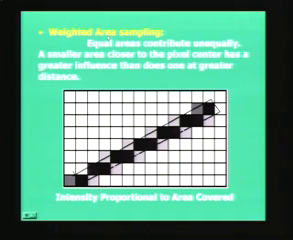Well, what is weighted area sampling? We will say here that equal areas contribute unequally, equal areas in terms of overlap. A smaller area closer to the pixel center has a greater influence than does one at a greater distance. So, in case of weighted area sampling, we not only have to calculate the amount of area covered by the rectangle over a pixel, we also have to find out the distance of the center of a pixel from the center of the line.